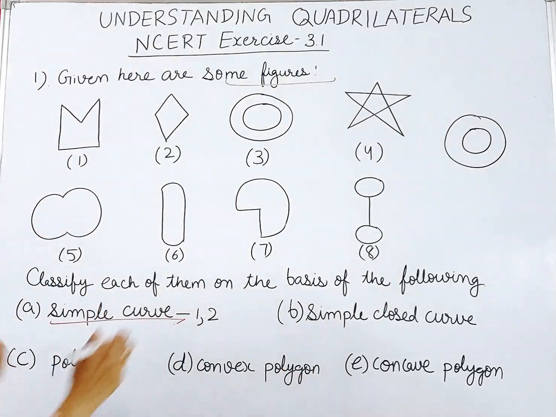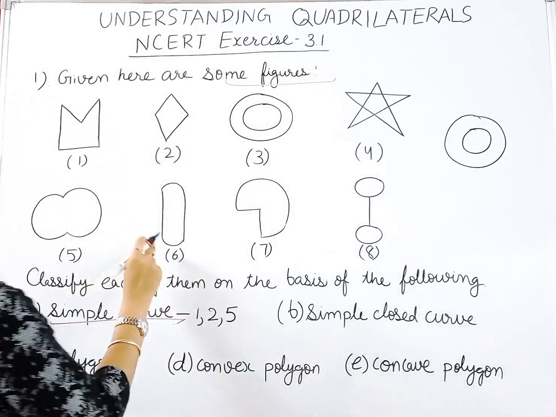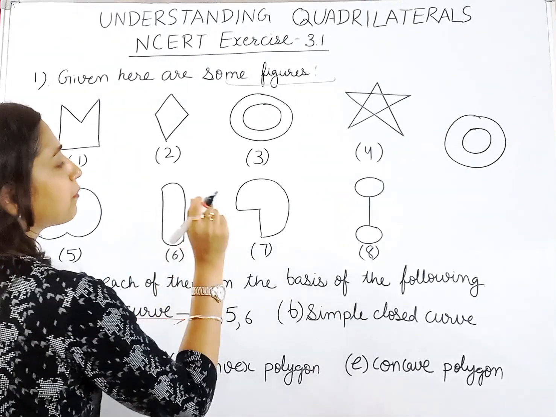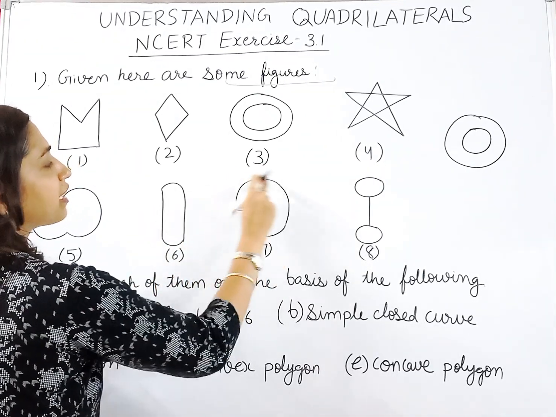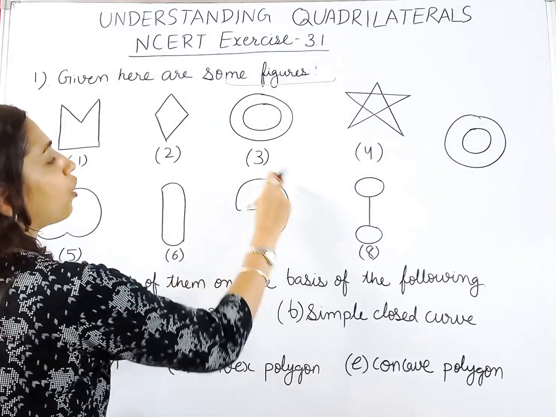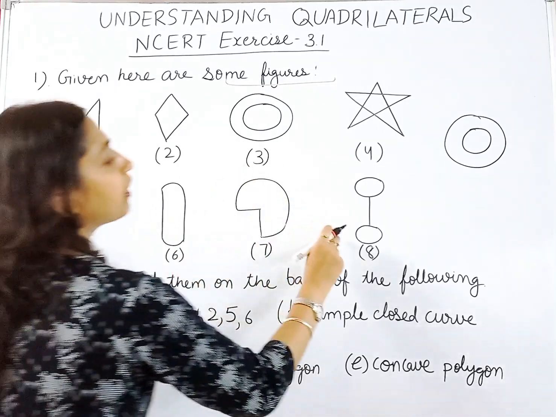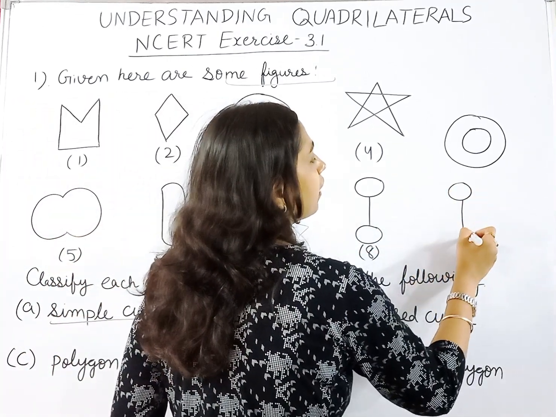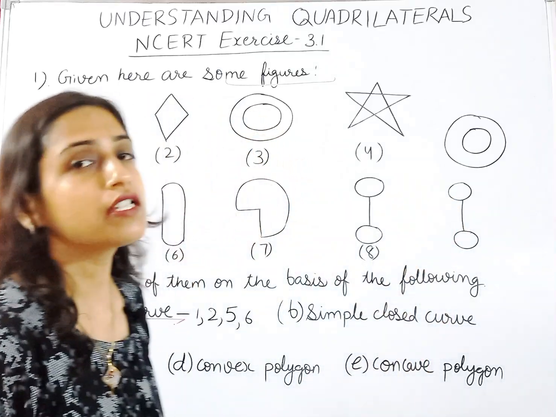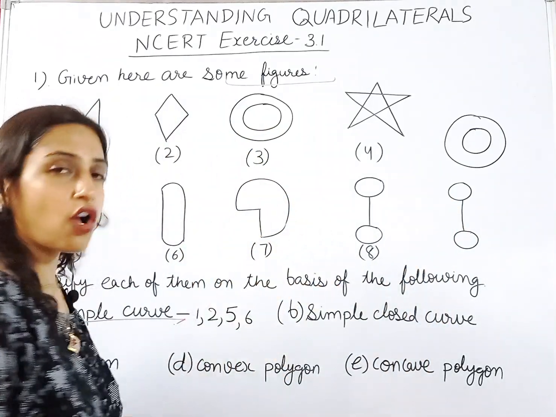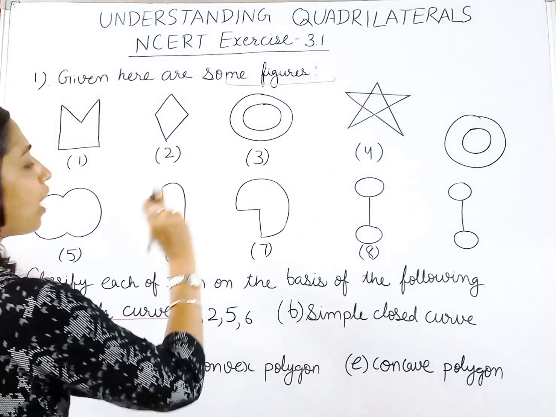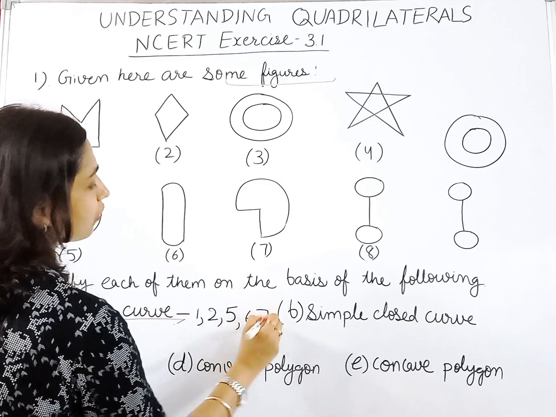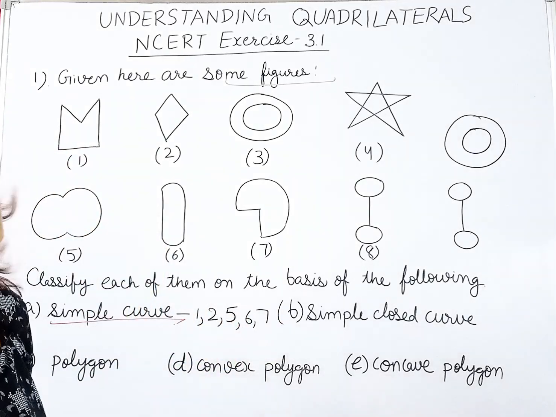This fifth one is a simple curve, and the sixth figure is also a simple curve. And the seventh figure is also a simple curve because it is made up of line segments and curves only and it is drawn without lifting the hand. And in the eighth figure, there is one curve, then a line segment, then again one curve. So this is not a simple curve. So our simple curves are first, second, fifth, sixth and seventh.